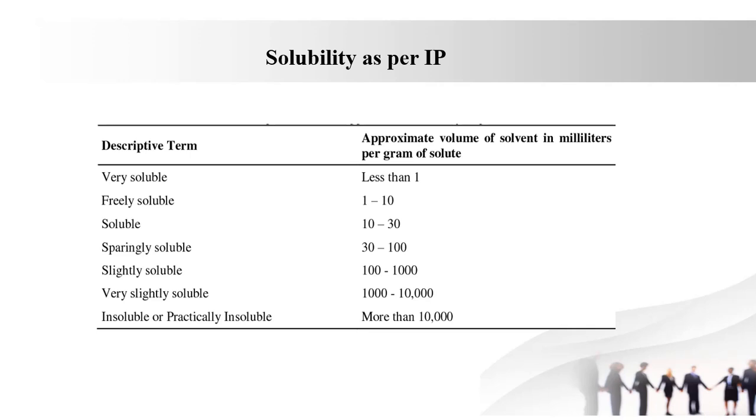a gram of solute. Then slightly soluble are those which require 100 to 1000 milliliters of solvent to dissolve 1 gram of solute. Then very slightly soluble are those which require 1000 to 10,000 milliliters of solvent to dissolve 1 gram of solute. And insoluble or practically insoluble compounds are those which require more than 10,000 milliliters of solvent to dissolve 1 gram of solute.